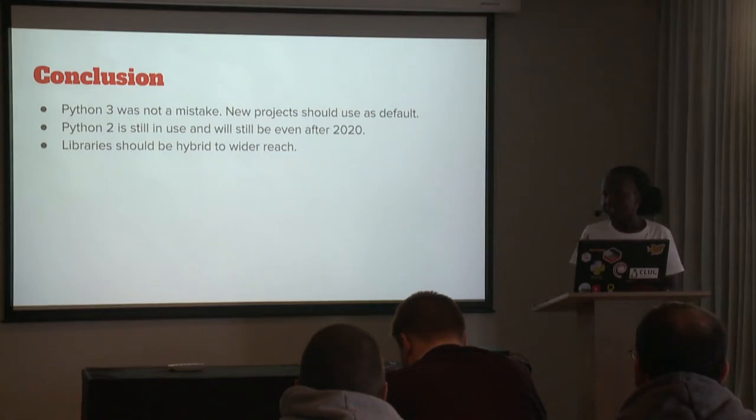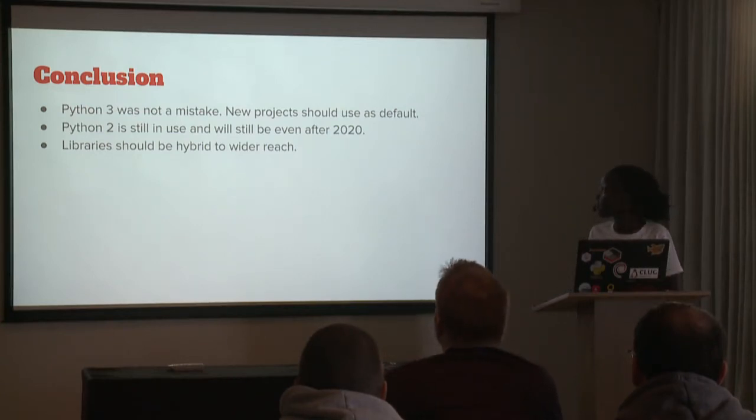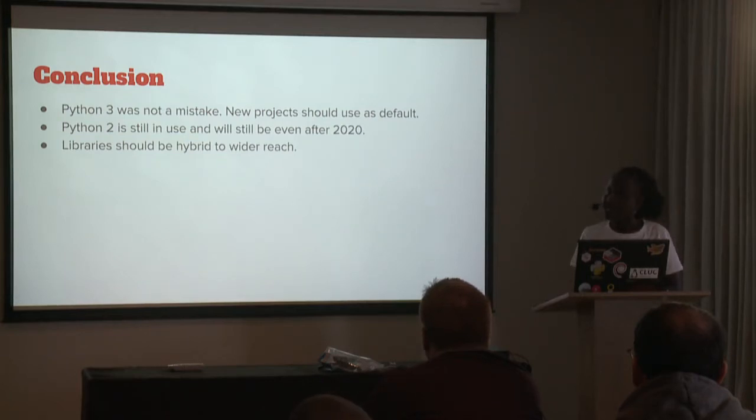In view of all that, we know that Python 3 was never a mistake, like some people thought, like it was a blunder of the century. It has never been a mistake, and new projects should be using it. However, Python 2 is still in use, and even after 2020, it will still be in use. Some people will still use it. That's the reality. Of course, we know we won't be using it, but the reality is people will still continue using it.